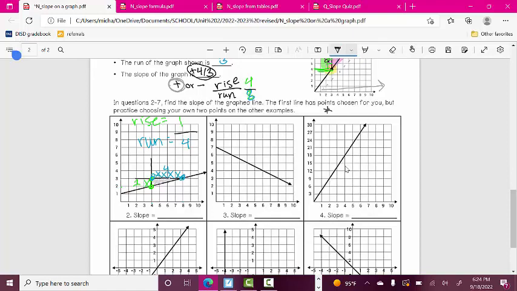So it looks like I've got a rise of 1 and a run of 4. Now I just need to use slope as positive or negative, rise over run. The right arrow points going up, so this is a positive, and then rise is 1, run is 4. So the slope is positive 1 over 4.